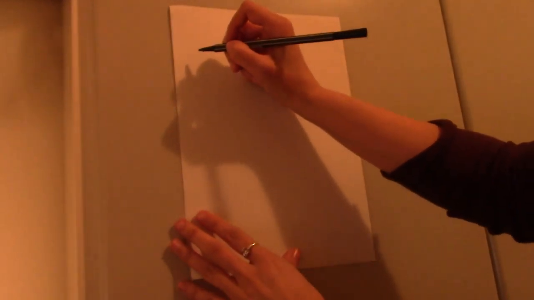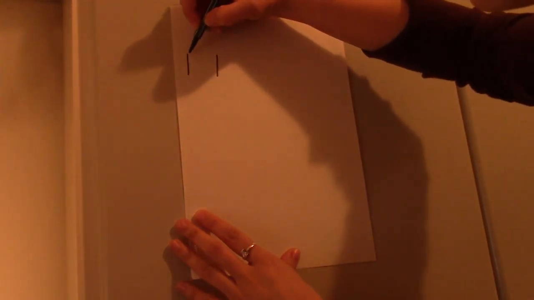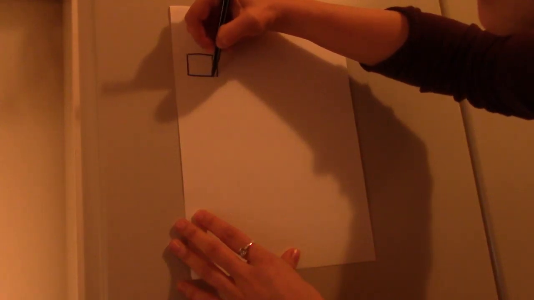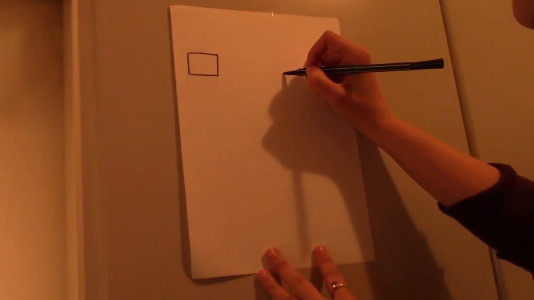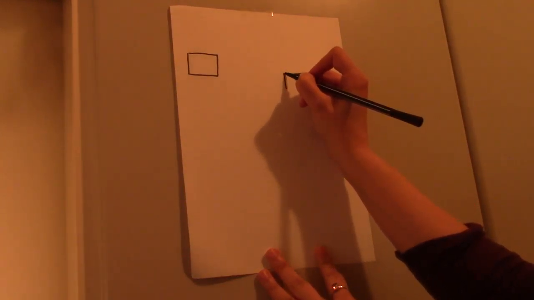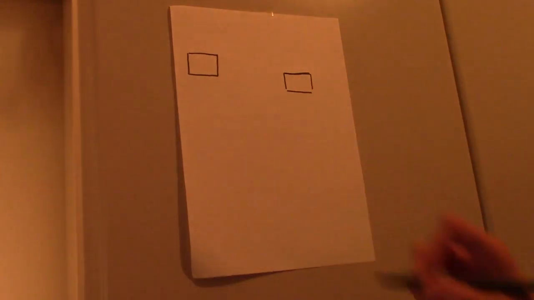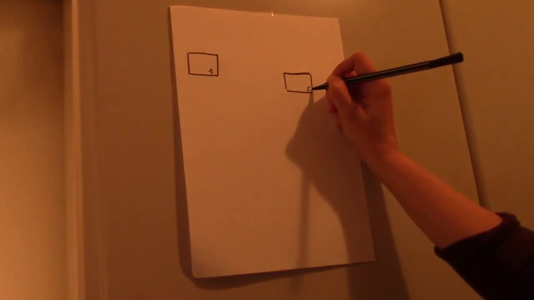So, basically, we have two tanks. And these two tanks are linked by a pipe. Right, so we have tank one and tank two. So this is tank number one, this is tank number two.